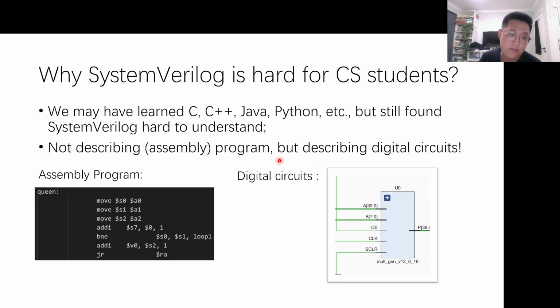After discussion, I found that this hardness is because SystemVerilog is not describing assembly programs they are familiar with, but describing digital circuits. And today we are gonna focus on the difference between these two descriptions and hope this could help you write better SystemVerilog code in future assignments.